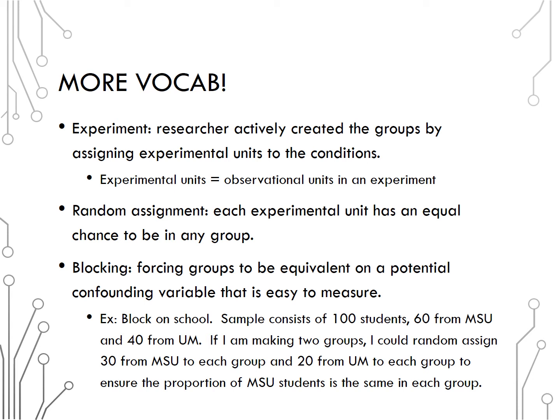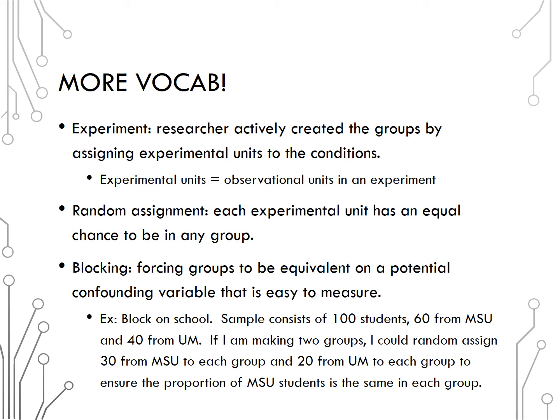Random assignment means each experimental unit has an equal chance to be in any of the experimental groups. Random assignment is the ideal way to form our groups. Why? Complete Exploration 4.2 and check the discussion post to answer that question. Also look through the Chapter 4 Big Ideas PowerPoint to understand random assignment more.